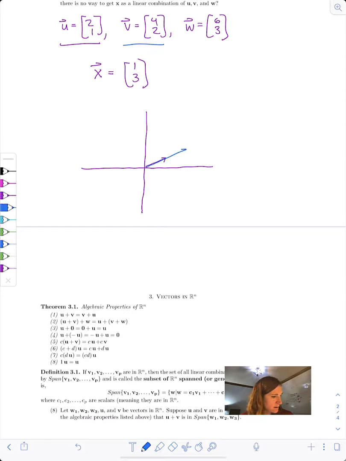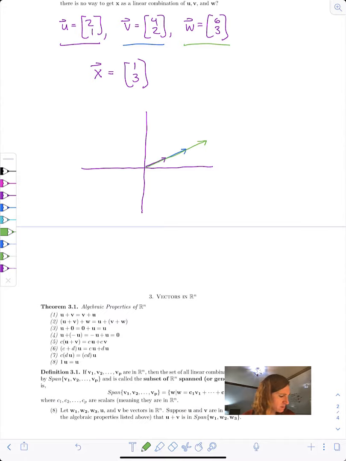And then you notice that w is also just 3 times u. And so really what we've done here is we've multiplied these vectors. We started with a vector 2, 1, and we just multiplied it by different numbers. And so we're not really getting off of that particular line.